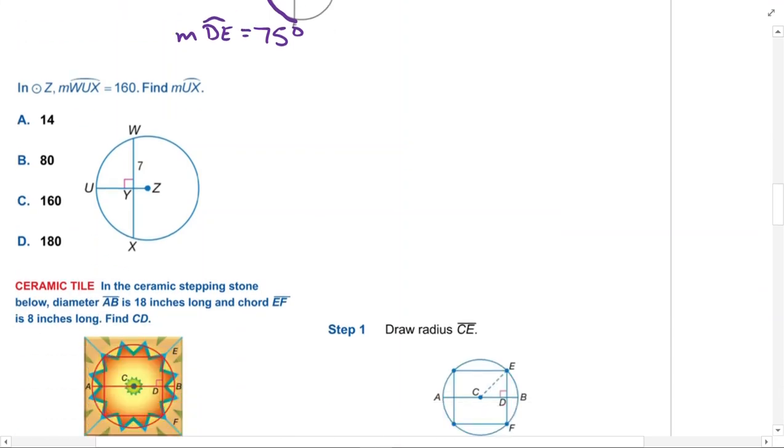In the next problem for circle Z, we're asked to find the measure of arc UX. We know that this radius is perpendicular to this chord, so we know that it bisects the arcs, and it also bisects the chord. We're told that WUX is 160, so half of that is 80.